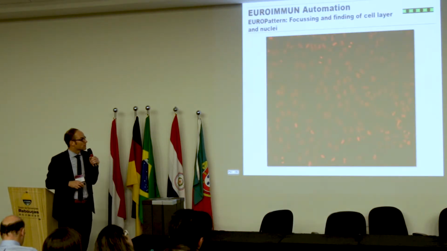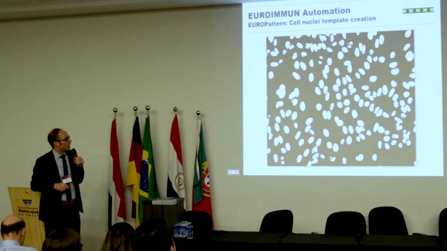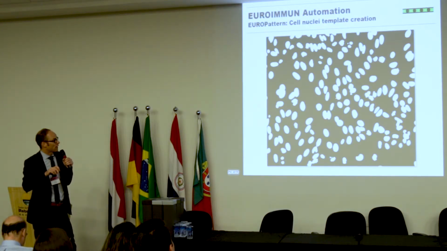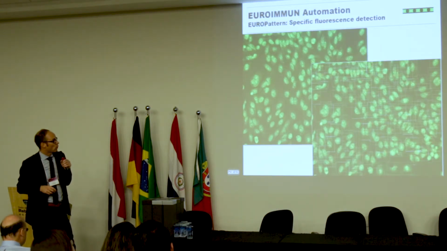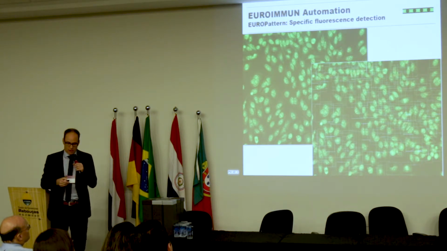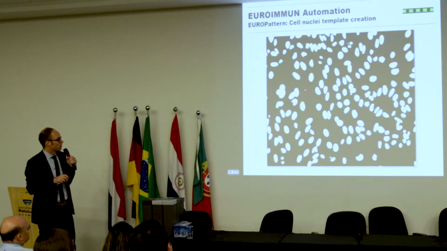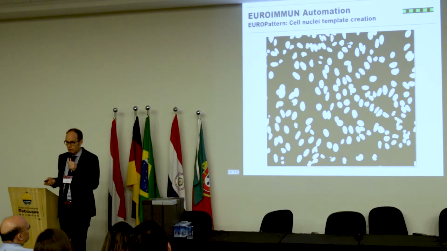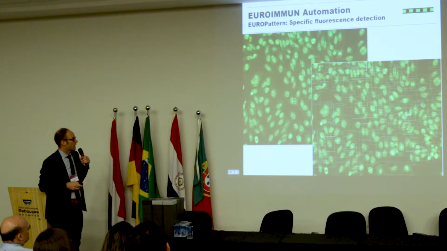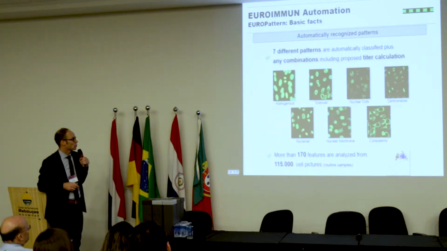So I mentioned the counterstaining, which we are using. By the counterstain, we know where the cell is located, and we do a cell template, and in these white areas, we look for the specific green fluorescence. Means also, if we have unspecific fluorescence in the black areas, it doesn't affect our evaluation, because we don't even look there. So we just look in the cell template areas. These are the images or the patterns we report.